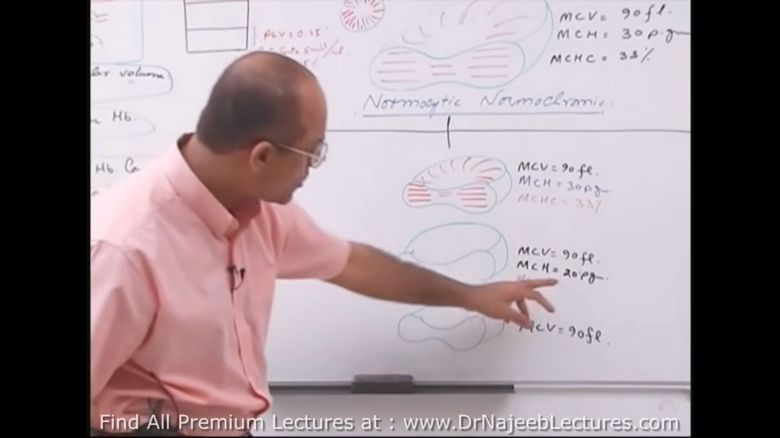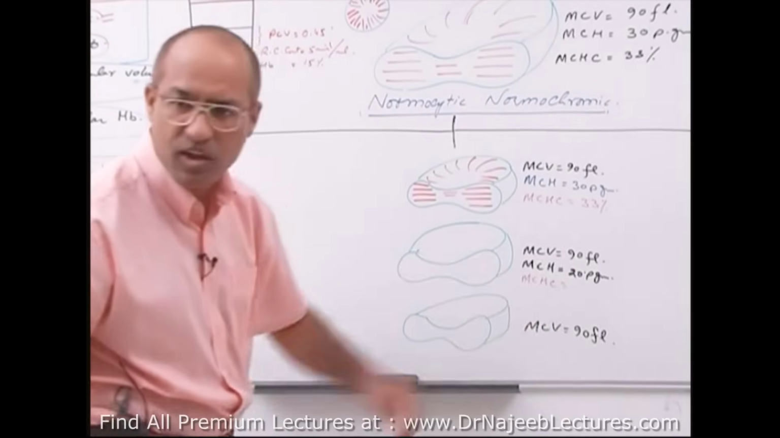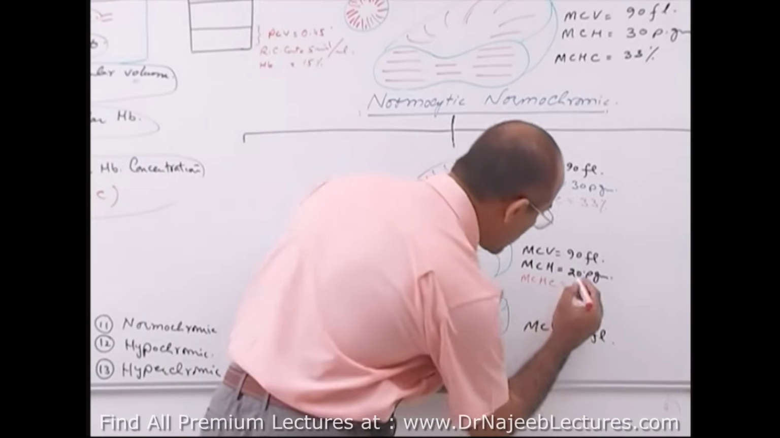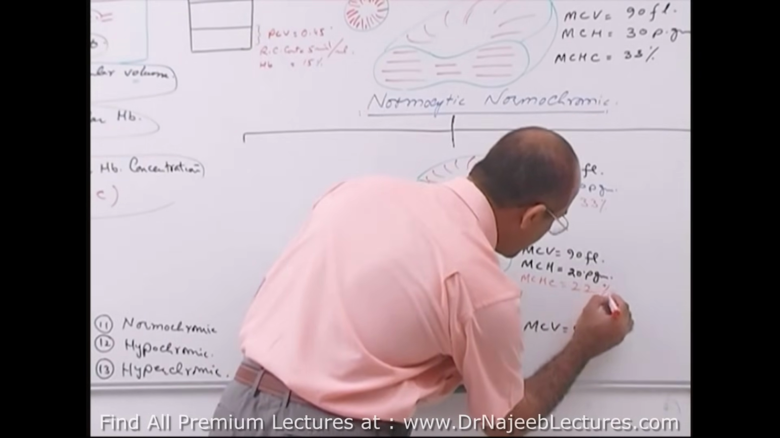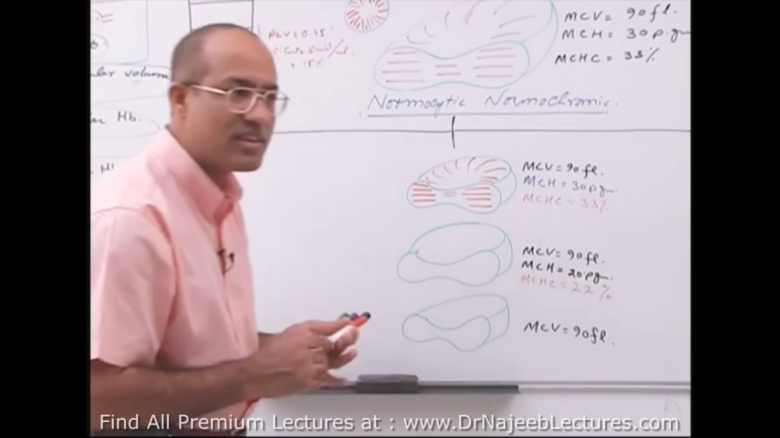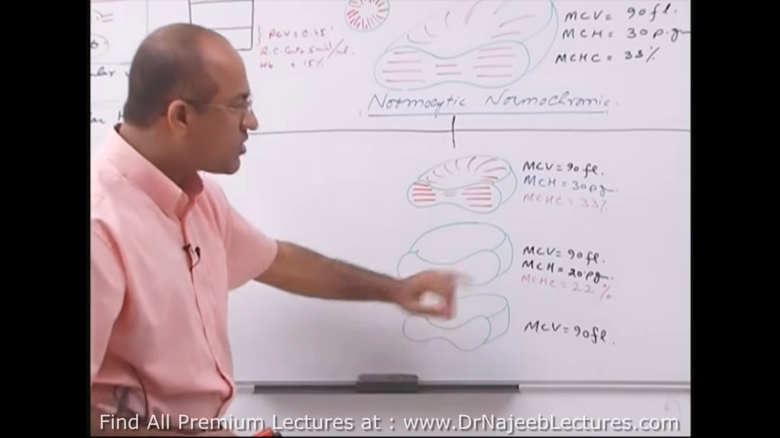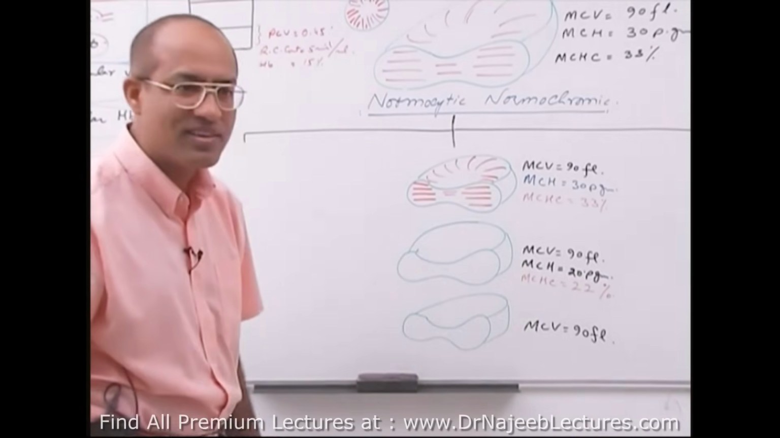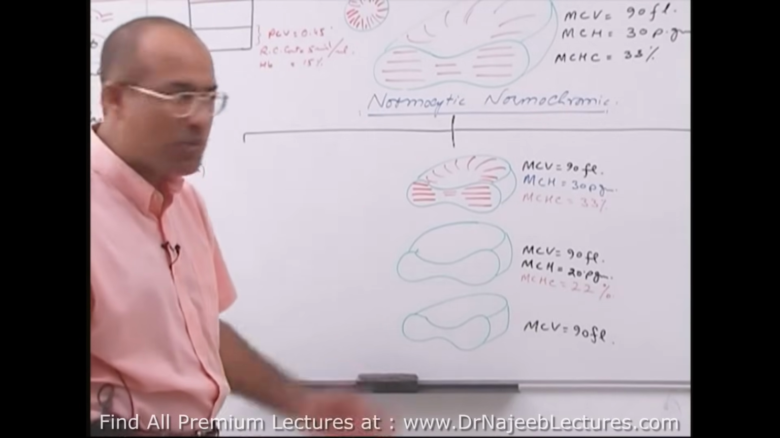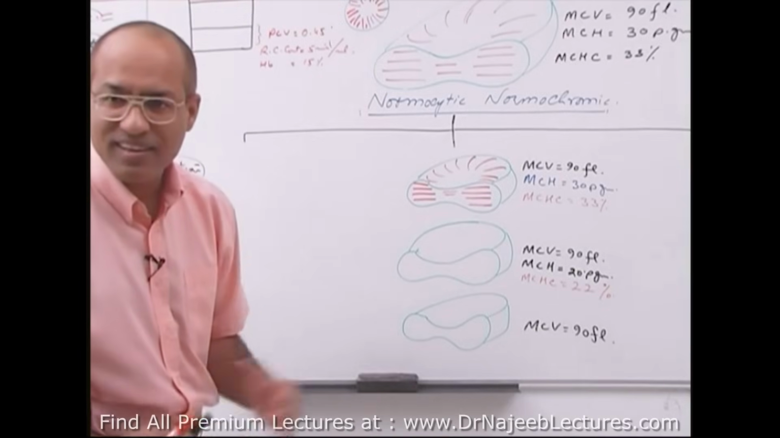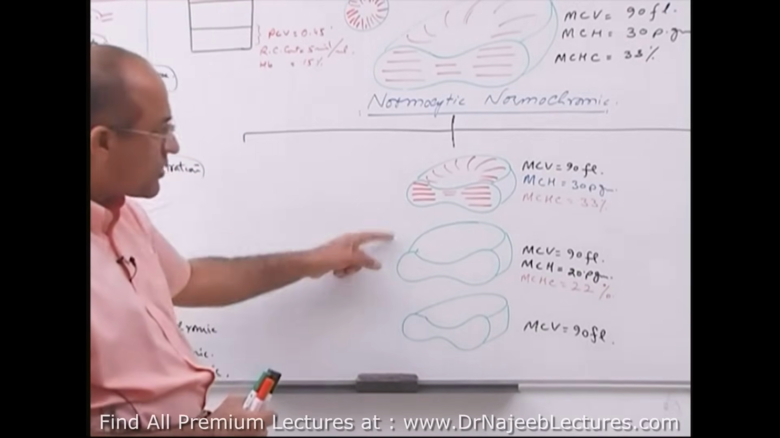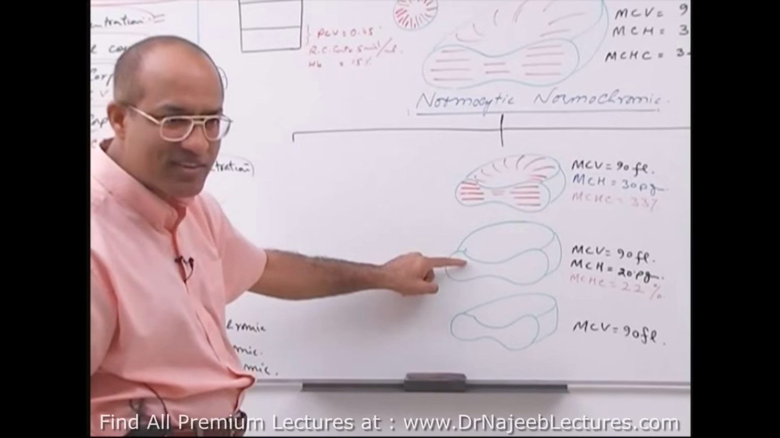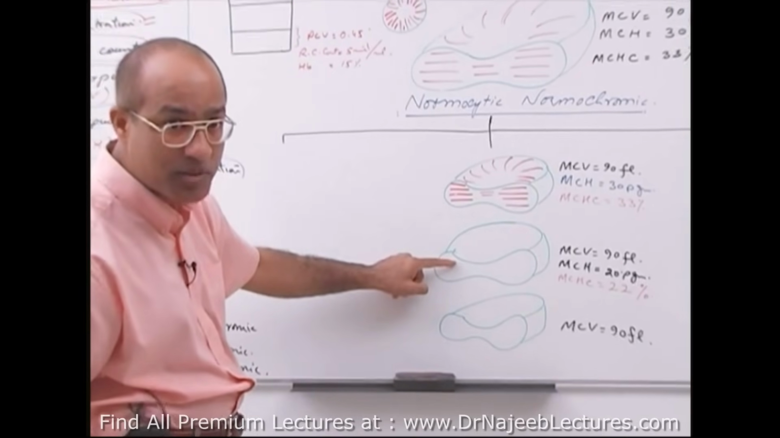If it is 20, it is almost 22%. It is 22% MCHC. Now, is this more juicy or less juicy as compared to the upper one? Less juicy. So will it be more pink or less pink? Less pink. Even though both have the same size, here the juice was more, here the juice is less. Juice means hemoglobin here. Let me remind you.